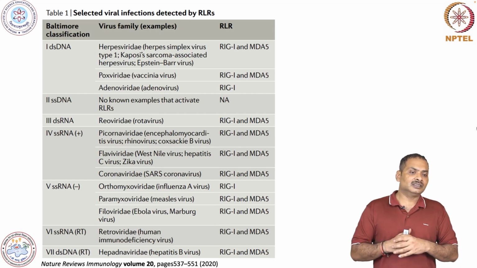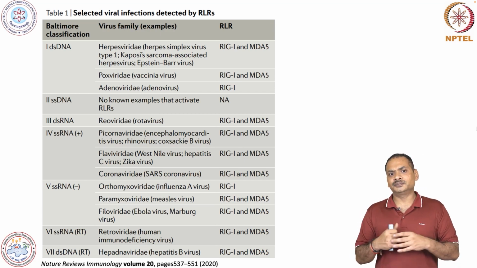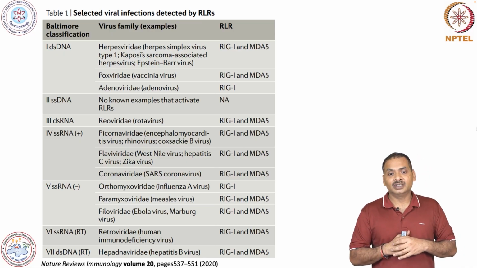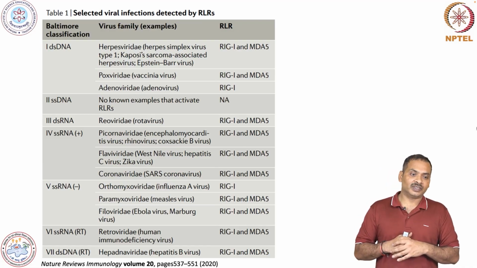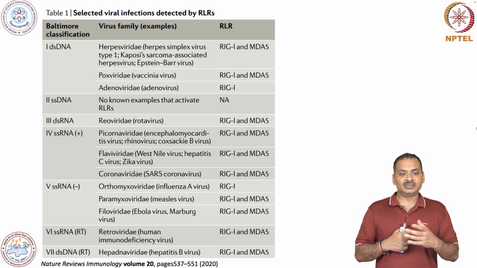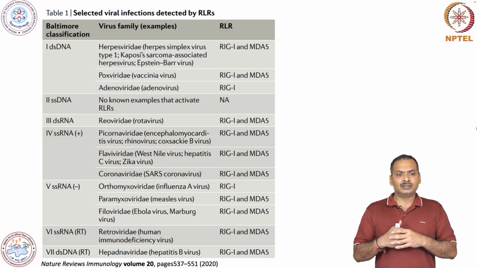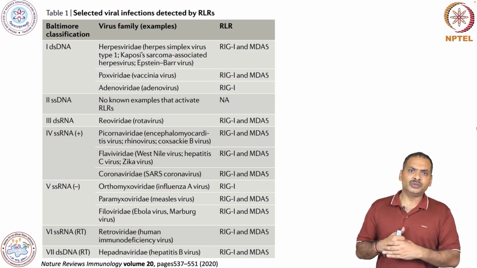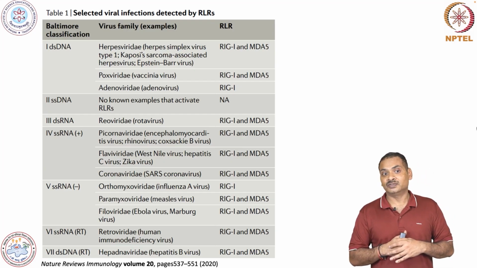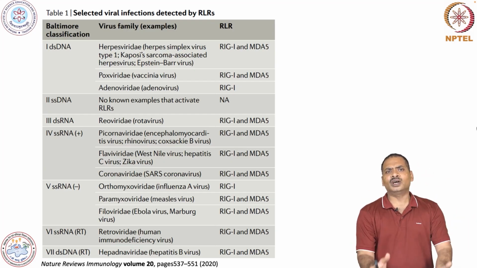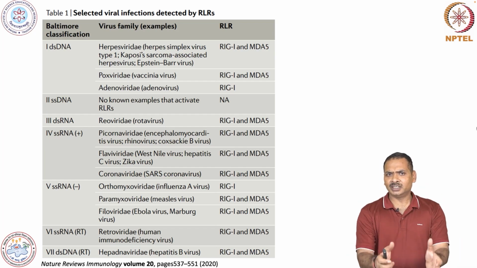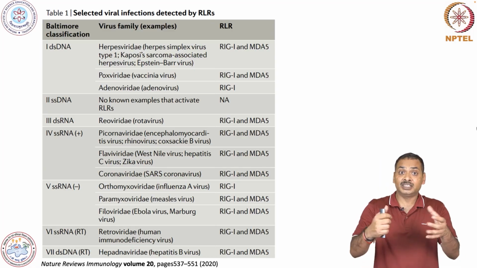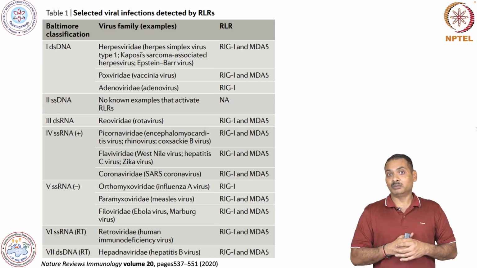Single stranded RNA with reverse transcriptase activity. So this is Retroviridae. The best example is HIV. This is also recognized by RIG-I and MDA5. Double stranded DNA virus, this is Hepadnaviridae, which is basically hepatitis B virus, is also recognized by RIG-I and MDA5. So here you can see most of the viruses, irrespective of DNA or RNA, are recognized by RIG-I and MDA5, the key members of the RLR family proteins.